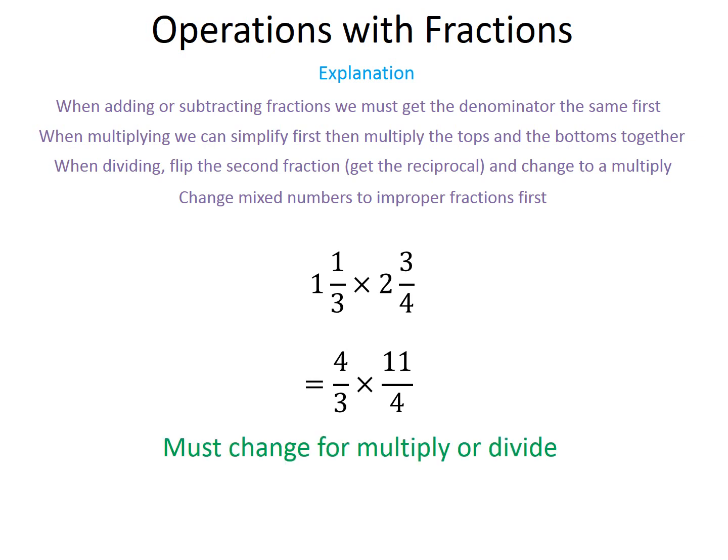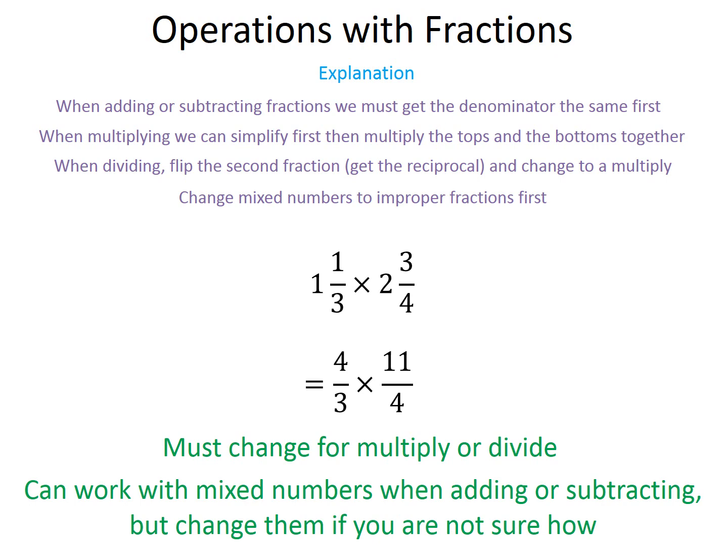So for multiplying and dividing, you have to change before you do anything else. In fact, with dividing, you have to do it before you flip the fraction as well. So the very first thing you do is you get rid of any mixed numbers when you multiply and divide. You don't like them. With addition and subtraction, you actually can do addition and subtraction using the mixed numbers, but if you're not familiar with that, then just change them into improper fractions. That's often easier anyway.